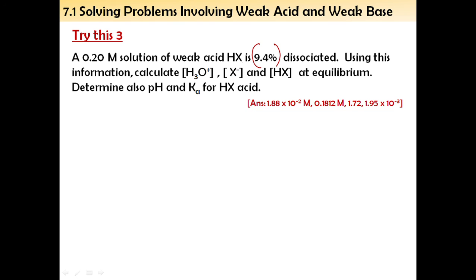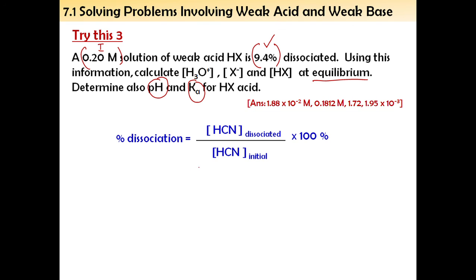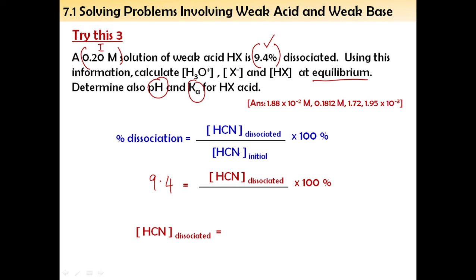Given to you the percentage of dissociation, you have to find the pH and also the Ka value, dan juga concentration for this species at equilibrium. You are given the initial concentration. Okay, jadi ini memang kena guna I stable. But before that, okay, ini adalah formula untuk percentage of dissociation. Jadi, since saya dah ada value, saya boleh substitute. Okay, this is 9.4. Okay, initial dah ada dalam soalan 0.2.